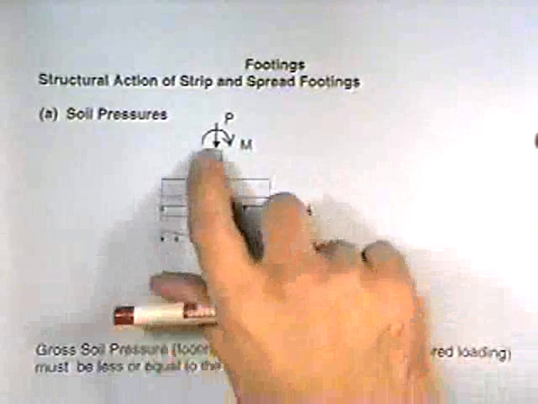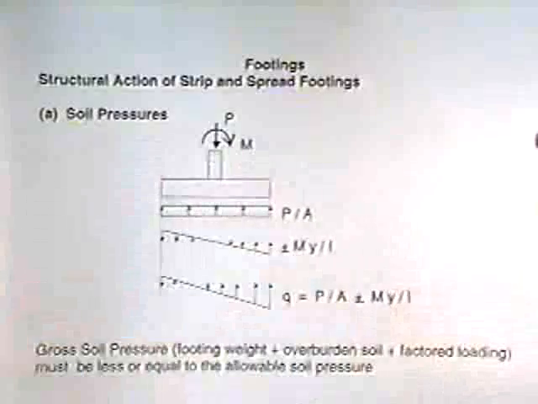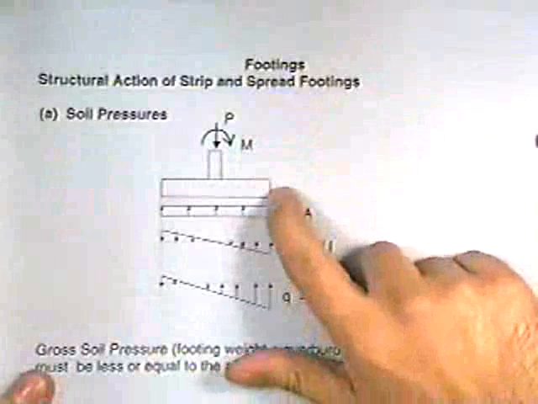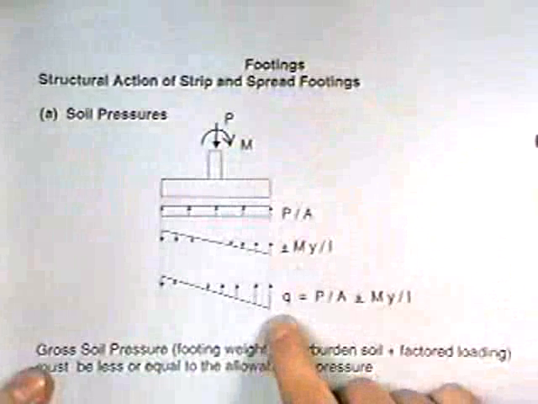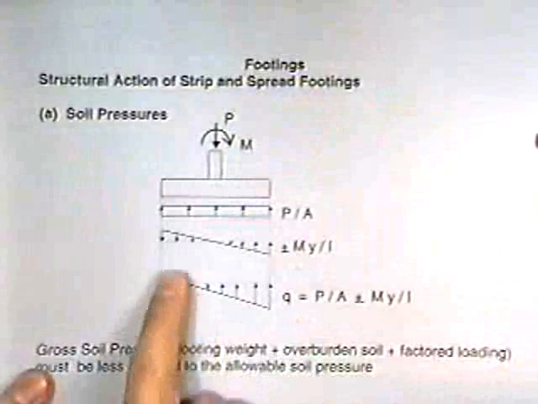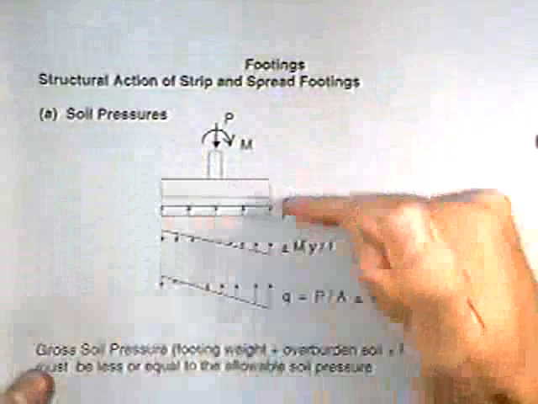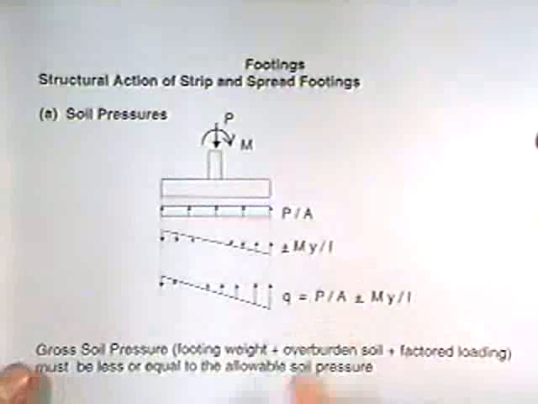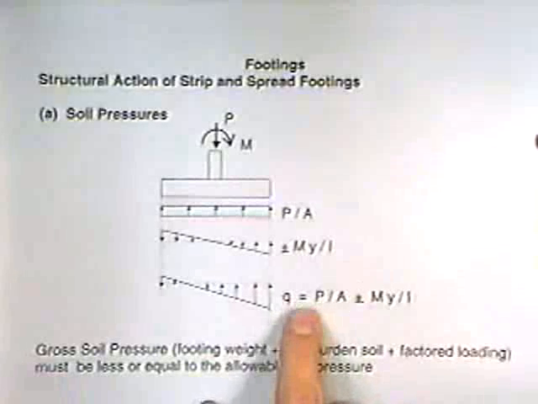Okay? Now what happens if you try and rotate this column? So in other words, you try and twist it according to this bending moment. Well, obviously on the right side, you're going to try and dig it into the soil more, and on the left side, you're going to try and lift it up. When you add these two cases together, what you can get is something like this. All right? Now this is the soil pressure.